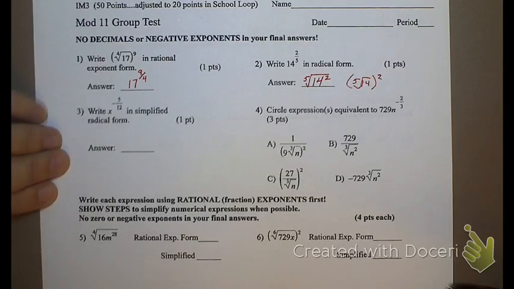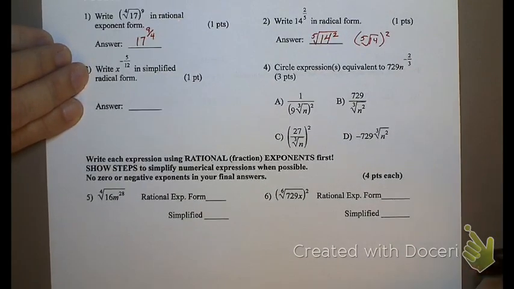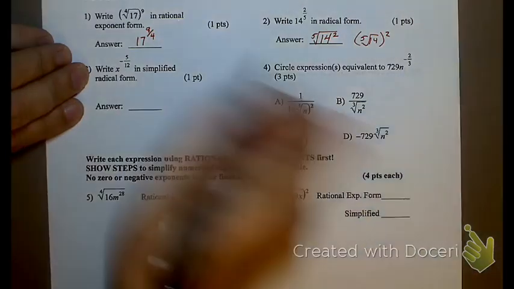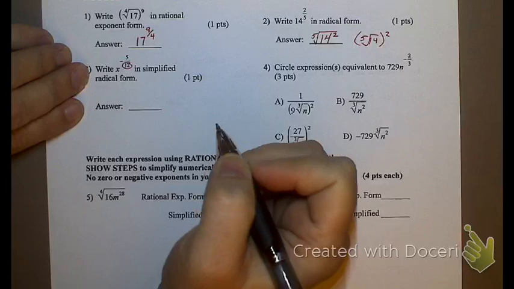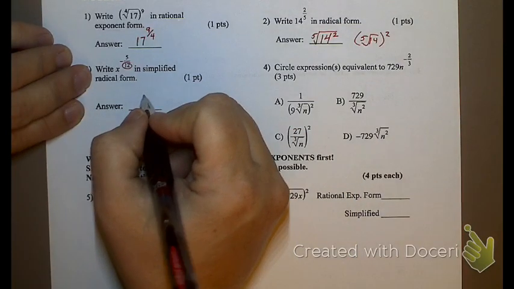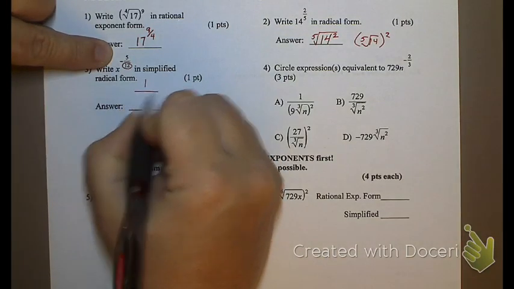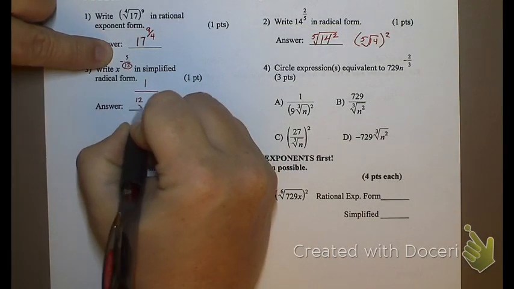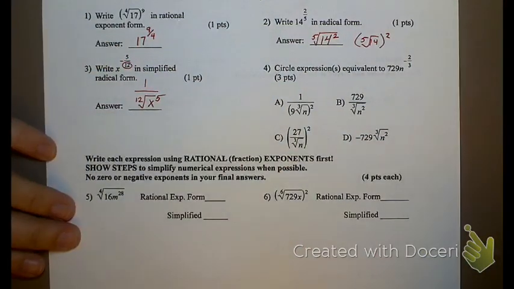Okay? Write x to the negative 5/12 in simplified radical form. So, I know that 12 is going to be my index, correct? But what's the trick on this one that we're trying to make sure you know? The negative means I have 1 over the 12th root of x to the 5th. That's what I'm looking for there. Any questions about those three?